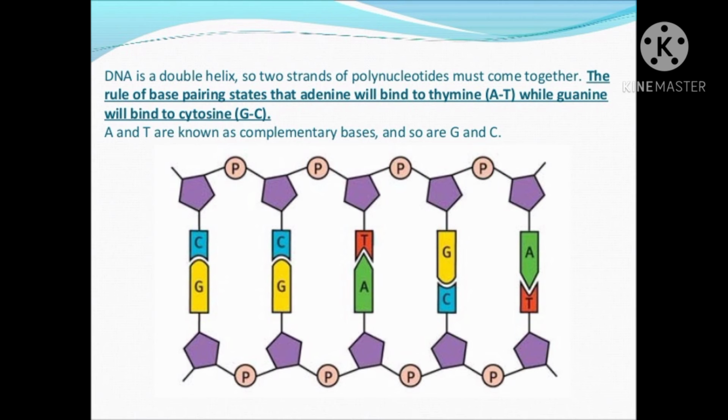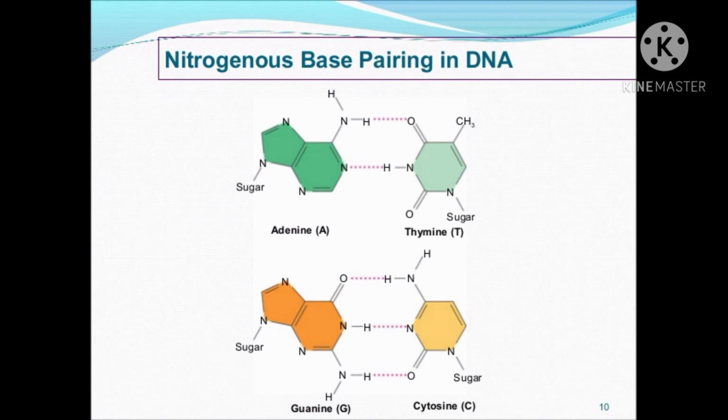Cytosine and guanine are also complementary to each other, and these complementary bases are joined together by the help of the hydrogen bond. Means these are joined by the help of the hydrogen bond. An uncoiled DNA molecule can be represented by the different base pairing.